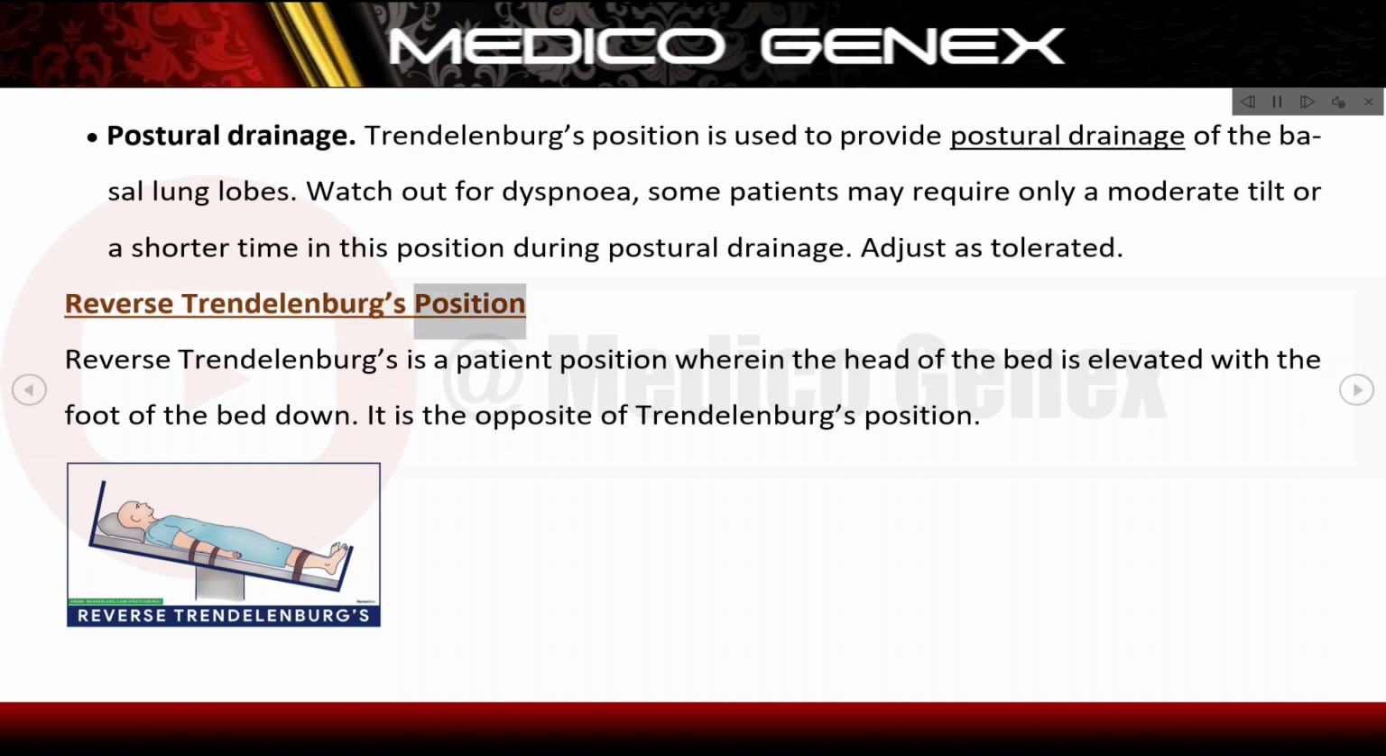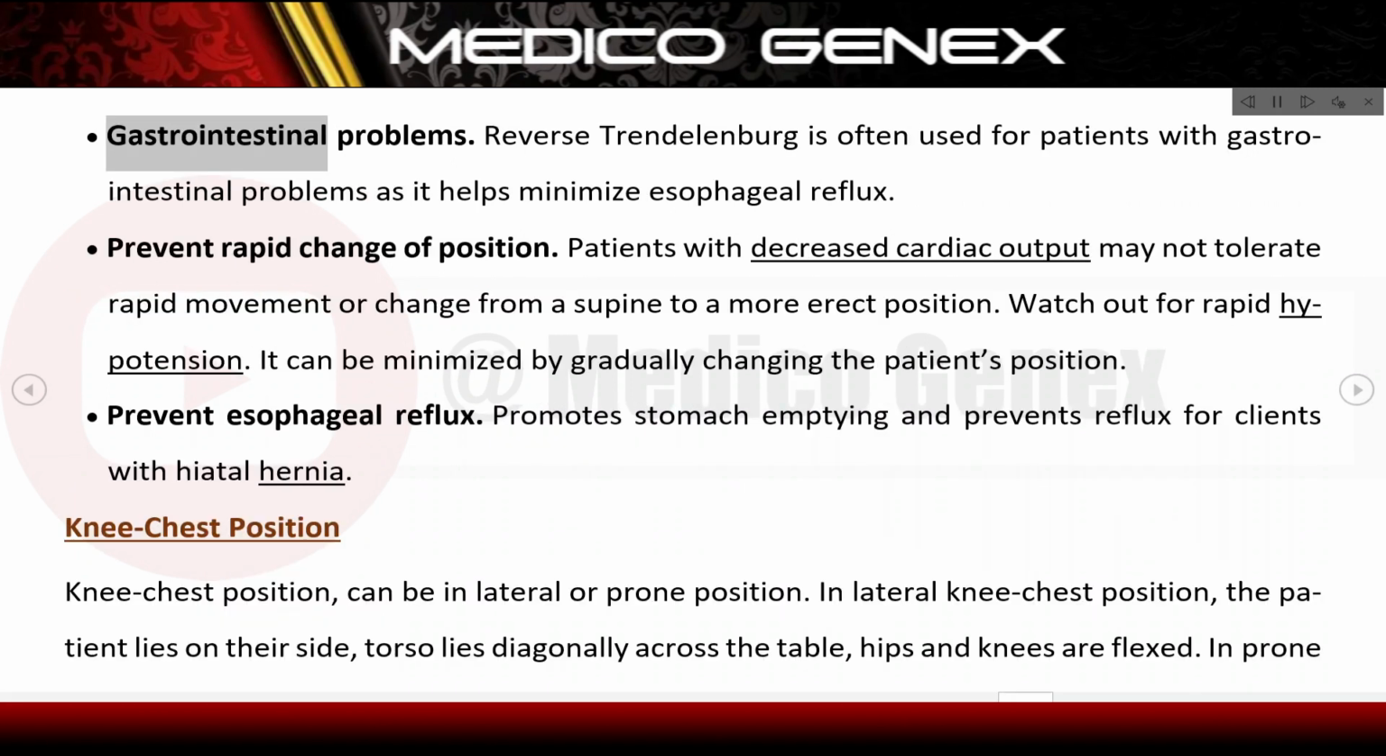Reverse Trendelenburg's position. Reverse Trendelenburg's is a patient position wherein the head of the bed is elevated with the foot of the bed down. It is the opposite of Trendelenburg's position. Gastrointestinal problems. Reverse Trendelenburg is often used for patients with gastrointestinal problems as it helps minimize esophageal reflux.